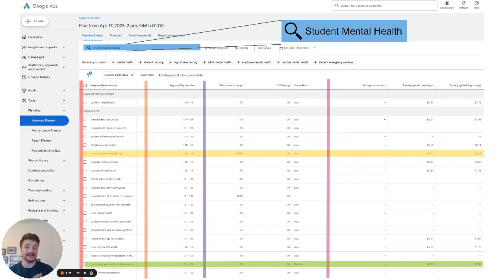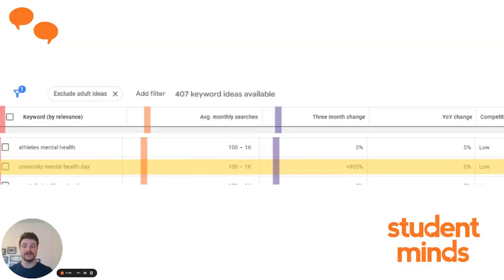Next to this, highlighted in purple, we can see the 3 month change column, and this column can be quite useful to identify patterns and changes over the last 3 months. This can be leveraged to identify trending topics. As you can see highlighted in yellow, we have the search query University Mental Health Day, which increased by 900% over the past 3 months. This is due to the great work of the organization on the University Mental Health Day campaign, so well done.